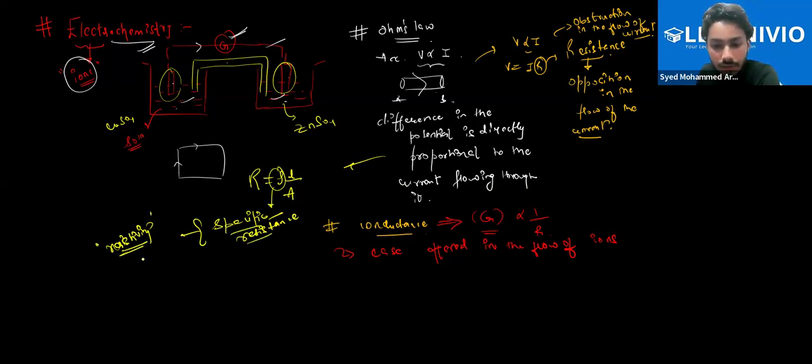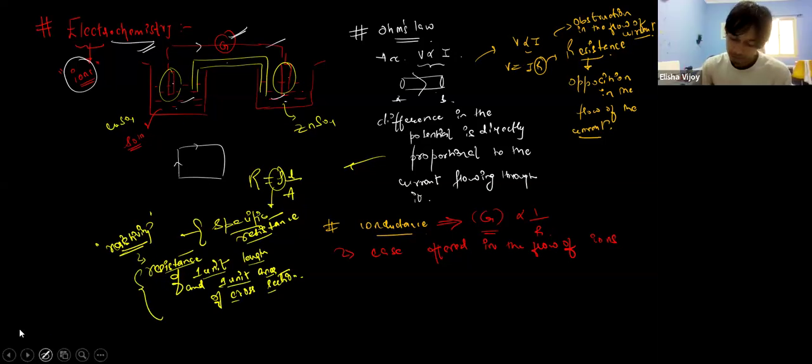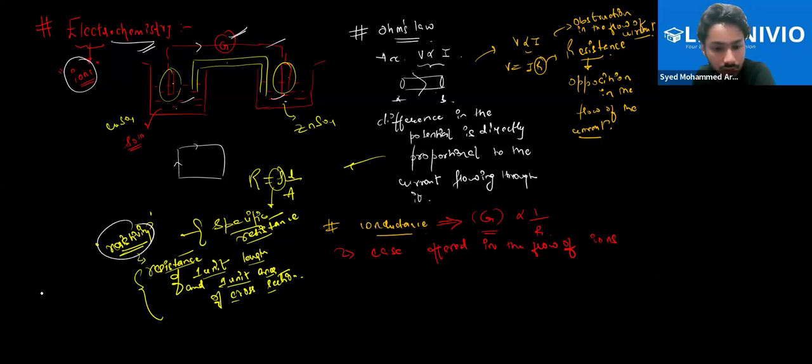What does it mean? It means that it is the resistance of one unit length and one unit area of cross section. So it is the resistance of one unit length and one unit area of cross section. That is the resistivity.